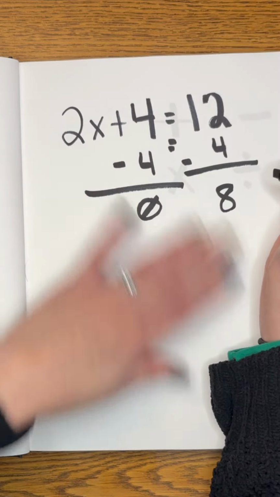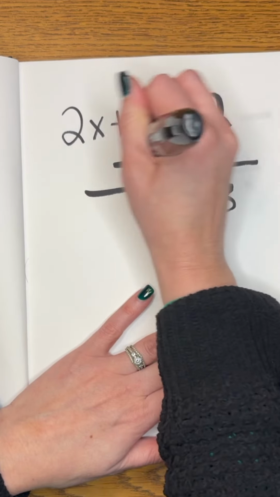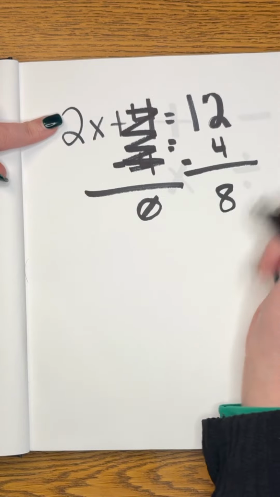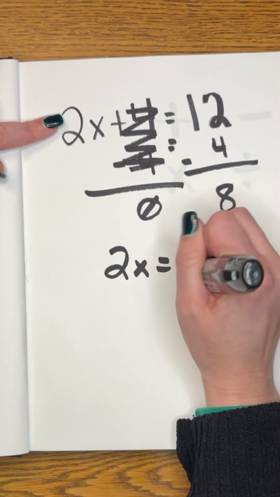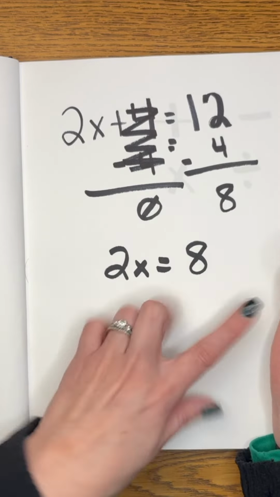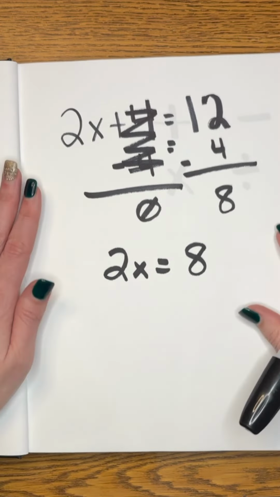Now we want to rewrite the entire equation. I used my 4s. I haven't touched this 2x. So it's just going to come down. And now I'm left with 2x equals 8, which means your problem is getting smaller, so you're on the right path.